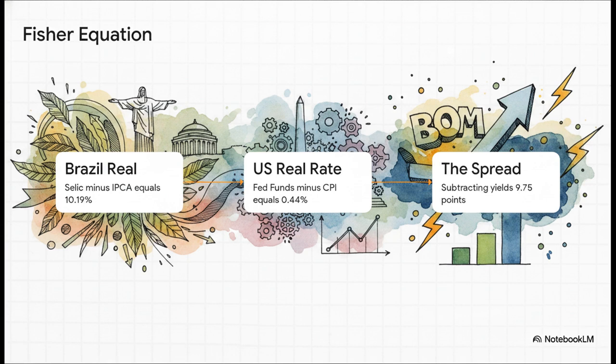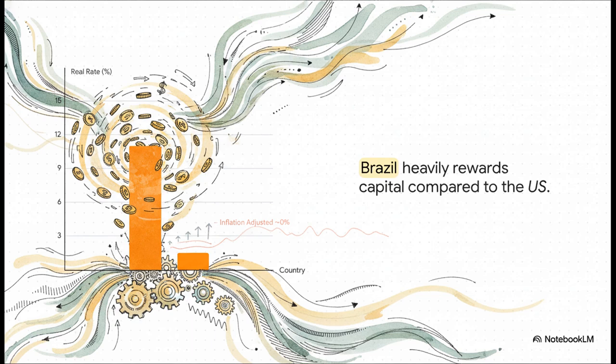9.75 percentage points. And this brilliantly illustrates the reality on the ground right now. The staggering contrast between these two economic environments is just immediately clear. Brazil is heavily rewarding capital, while the US return, once you adjust for inflation, is barely hovering above zero.